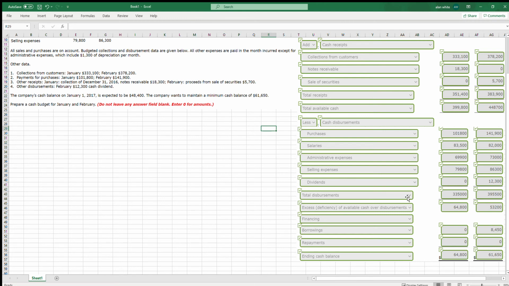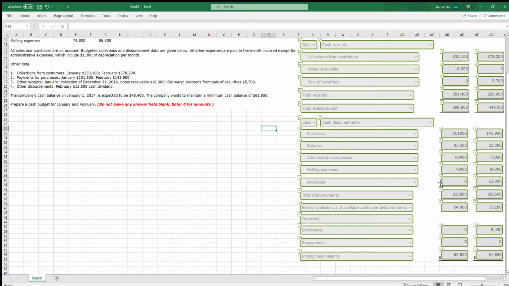Okay, the next line, total disbursements. We're going to add all of our disbursements for each month together. So in this case, total disbursements is going to be our purchases, our salaries, our administrative expenses, our selling expenses, and our dividends, all summed together. And then for January, it's going to give us $335,000. And for February, when we sum up those values for February, it'll give us $395,500.